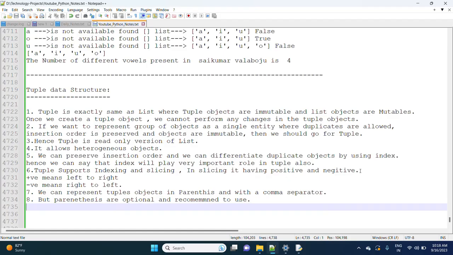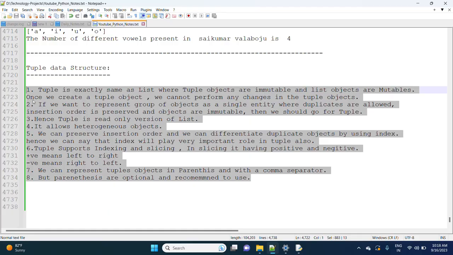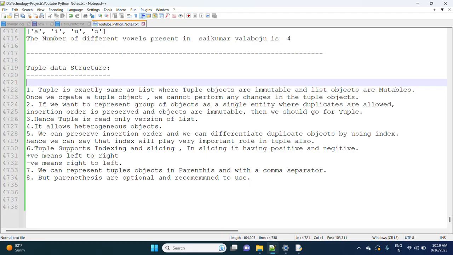Observe carefully one more time. I will explain the tuple data structure. If you explain these 8 points in the interview, he will be fully satisfied with your answer. A tuple is exactly the same as a list, where tuple objects are immutable and list objects are mutable.